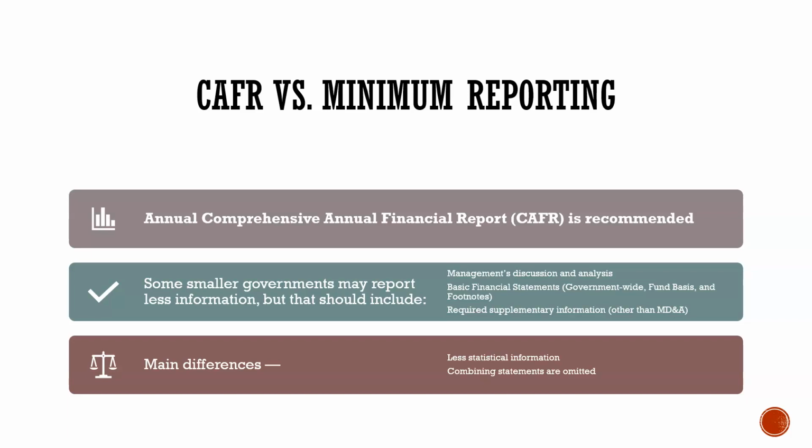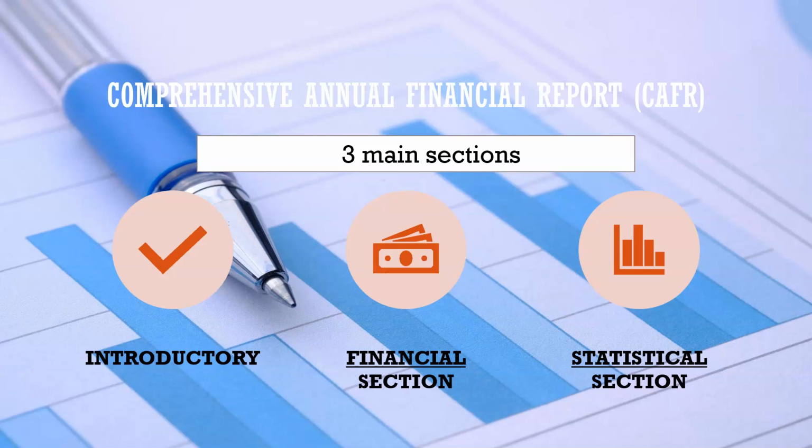The big difference on these is going to be that there's a lot less statistical information, and we're not going to include those combining statements. Remember, we talked about when you're moving from some of those fund basis statements up to the government-wide statements, we're going to have to combine them. We're going to have to do some conversion. Those are left out for the minimum reporting.